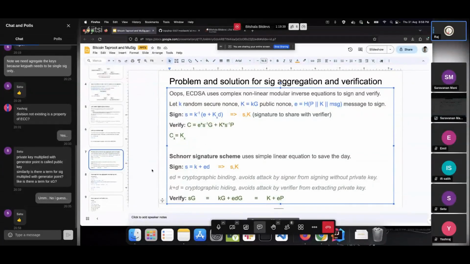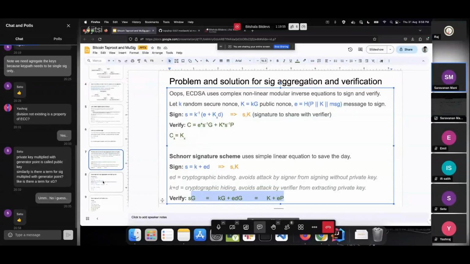Cool. Okay, let's move ahead. Any other questions? Because the questions are very important. If you don't understand this part, the rest of the things will not make sense. I guess we are good.